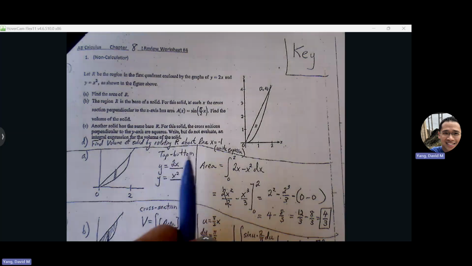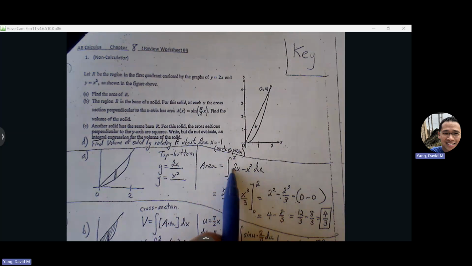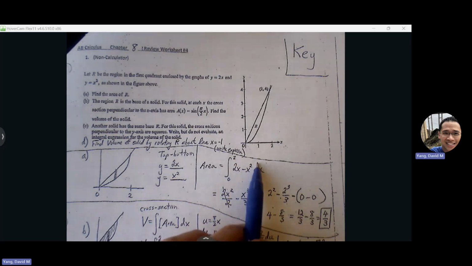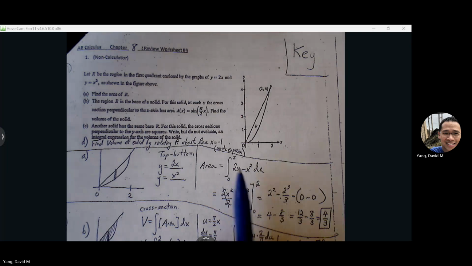So it's just top minus bottom graph, and that's it. No square. We don't square this expression. We don't put pi in front. You can plug that in the calculator. I worked it out by hand, but you can use your calculator on this list.